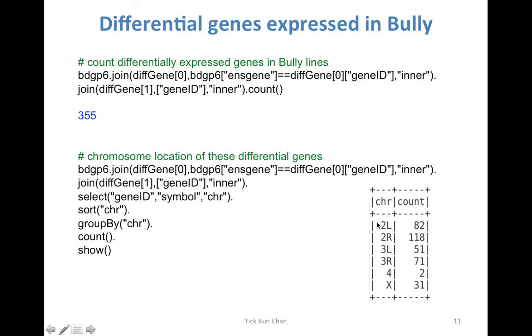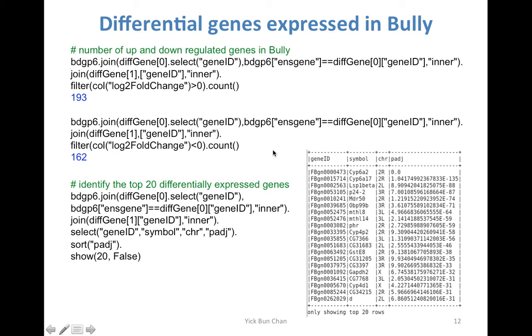Given that the size of these chromosomes in flies are fairly similar, it is intriguing to see nearly over half of the differential genes are located on the second chromosome, which is interesting, and we might want to study it further. We can also calculate the number of up or down regulated genes in bully.